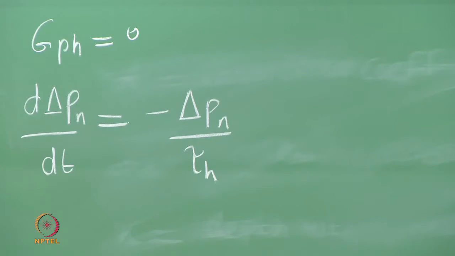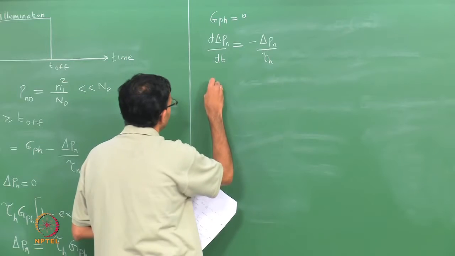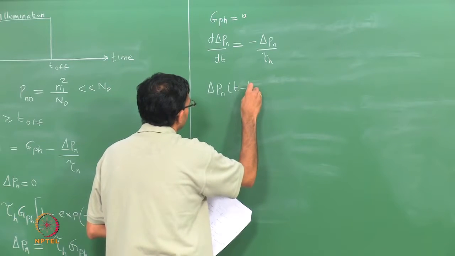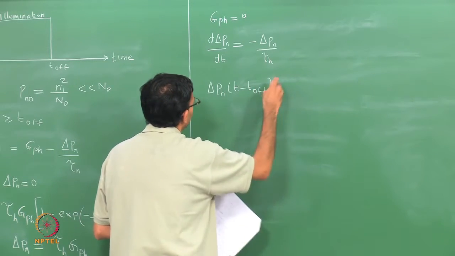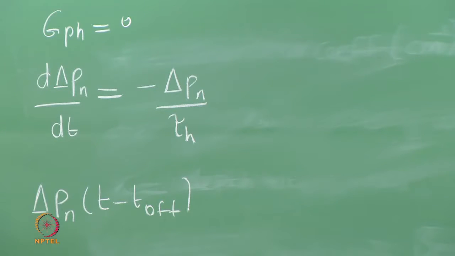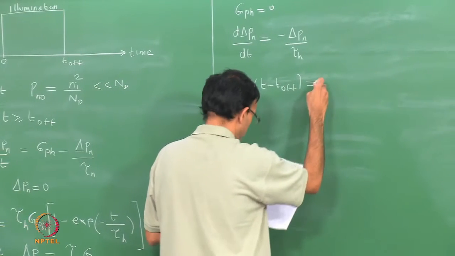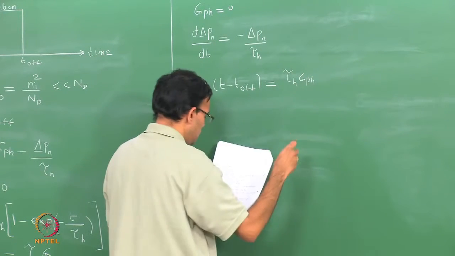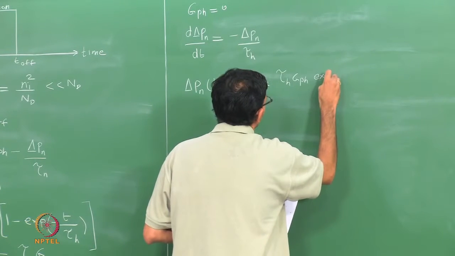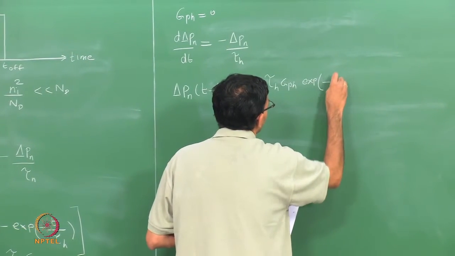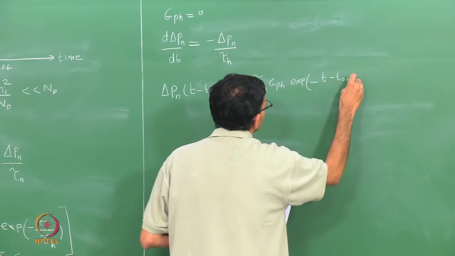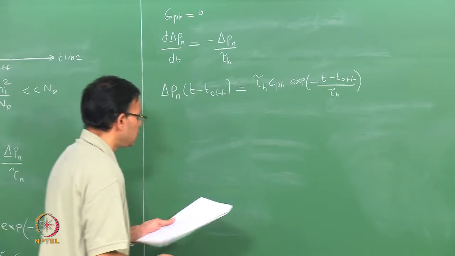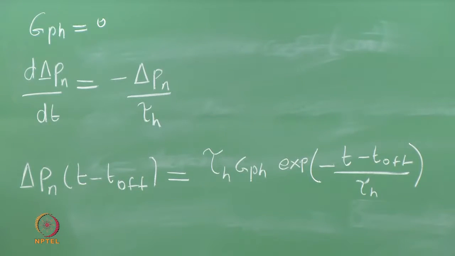This again we can solve. It is a first order differential equation. So, delta Pn, from T off, so T off is when the light is turned off, is nothing but tau h Gph exponential minus T off over tau h. So, this information we can put together and plot.